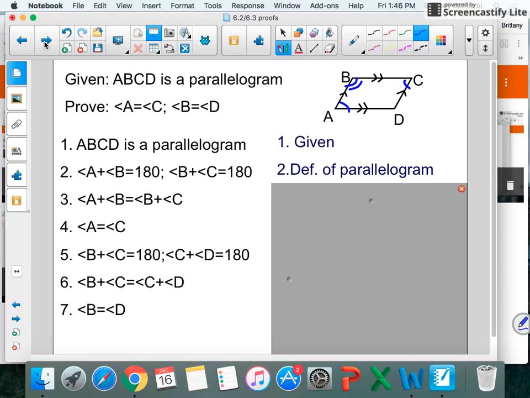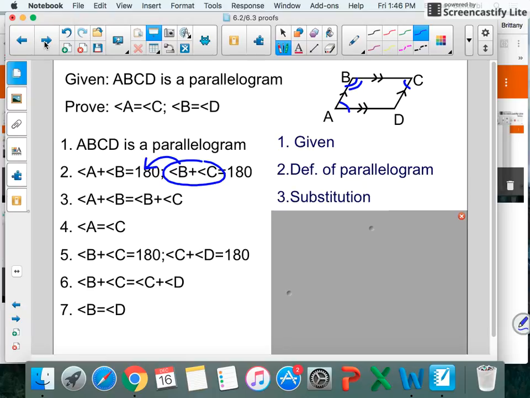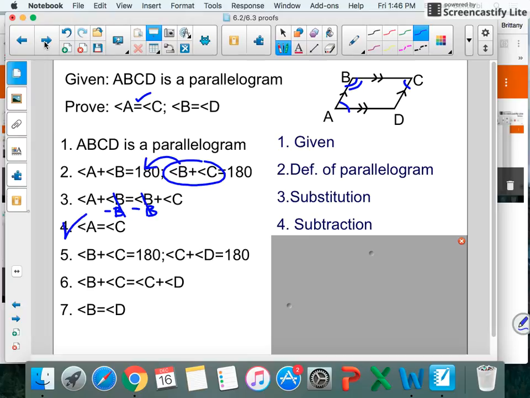So from that step, since they're both equal to 180, I'm going to take angle B plus angle C and plug it in for 180, and that's what gives me step 3. Angle A plus angle B equals angle B plus angle C. So when I plug something in for something else, that's called substitution. Then if I subtract angle B from both sides, they're going to cancel out. And so that's going to give me A is equal to C. So I already have one part in my proof right here. So this isn't going to be all of the last step.